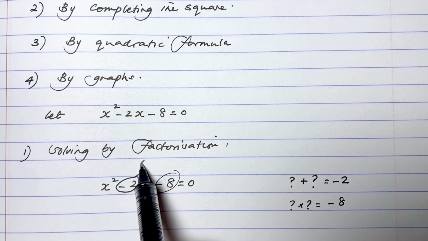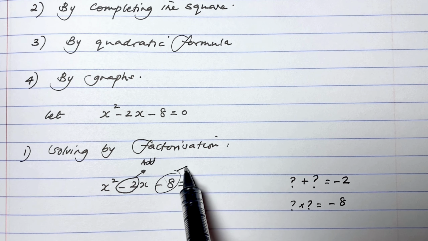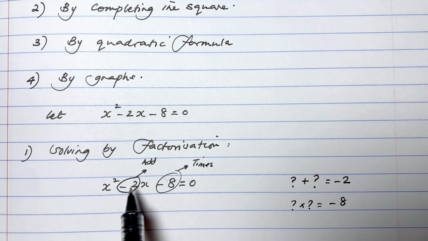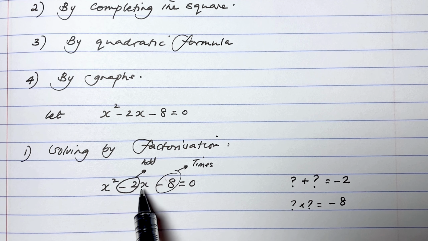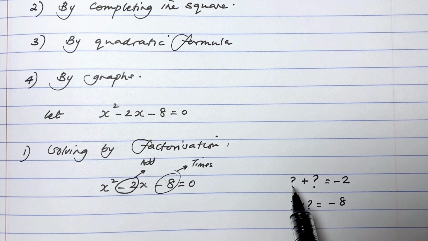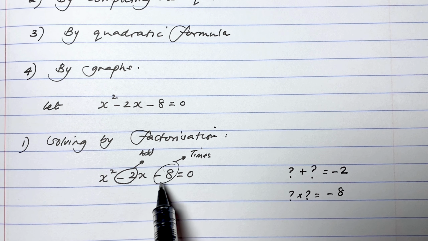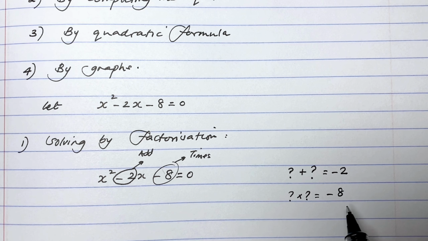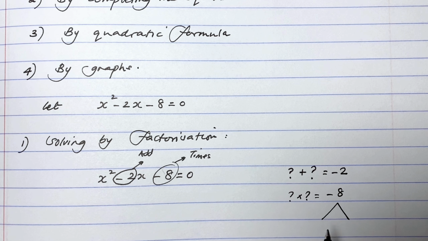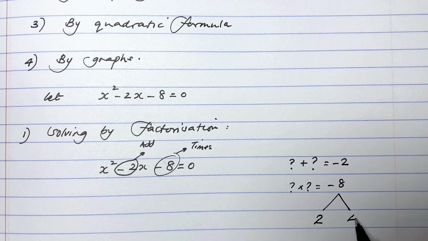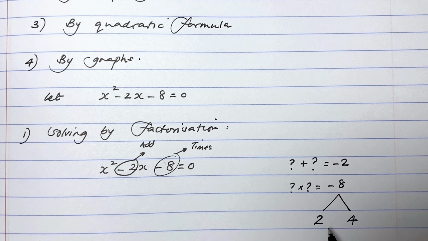So this is the add clue and this is the times clue. Must make sure you don't mix this up. The coefficient of x, the number which is multiplied by x, is the add clue. So the 2 numbers I'm looking for add up to -2, and when I multiply them, it's -8. By searching, we know 2 numbers that multiply to give 8 are either 1 and 8 or 2 and 4. So 2 and 4 with a gap of 2 must be my choice.